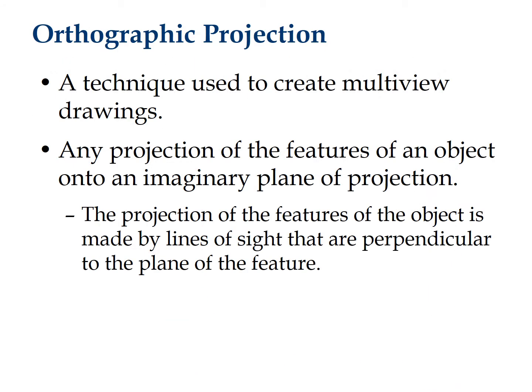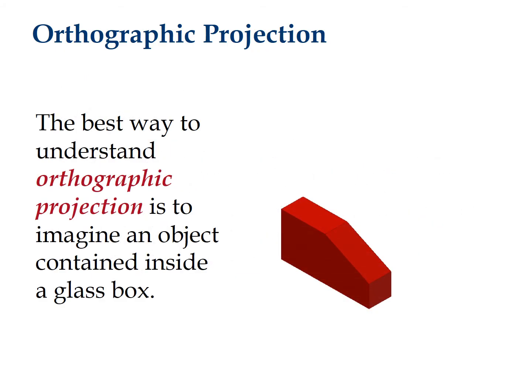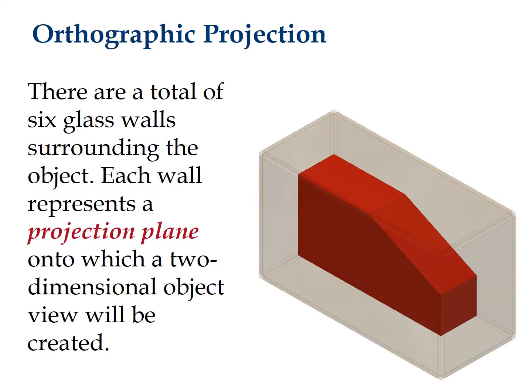Orthographic projection is a technique used to create multi-view drawings. Orthographic projection is any projection of the features of an object onto an imaginary plane of projection. The projection of the features of the object is made by lines of sight that are perpendicular to the plane of the feature. The best way to understand orthographic projection is to imagine an object contained inside a glass box. There are a total of 6 glass walls surrounding the object. Each wall represents a projection plane onto which a two-dimensional object view will be created.